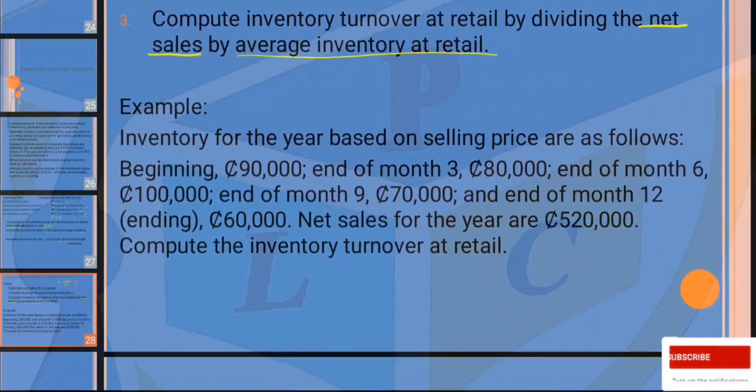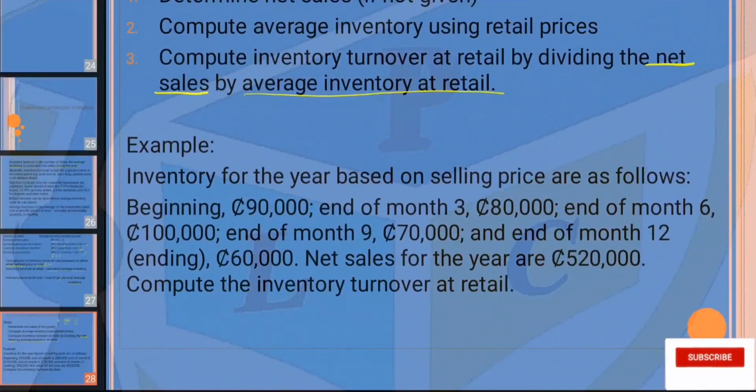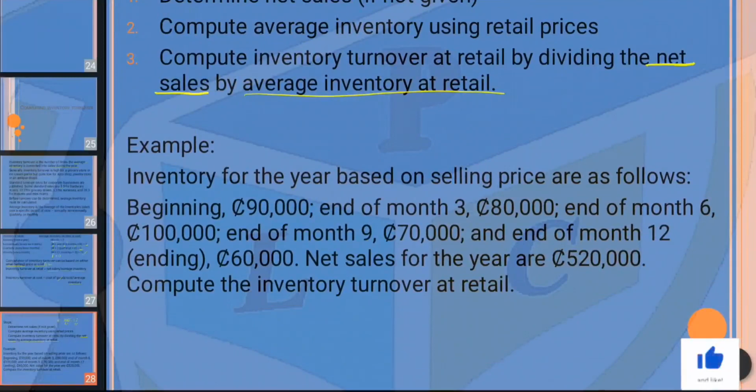Now let's take this question to clarify the whole issue. Let's see how we can deal with this. Example: inventory for the year based on the selling prices is as follows. We have beginning inventory, so beginning inventory is going to be 1 period, right? We have the end of 3 months. Here it means you're taking inventory on a quarterly basis. So we have the end of 3 months, which means we are talking about what? Quarterly what?